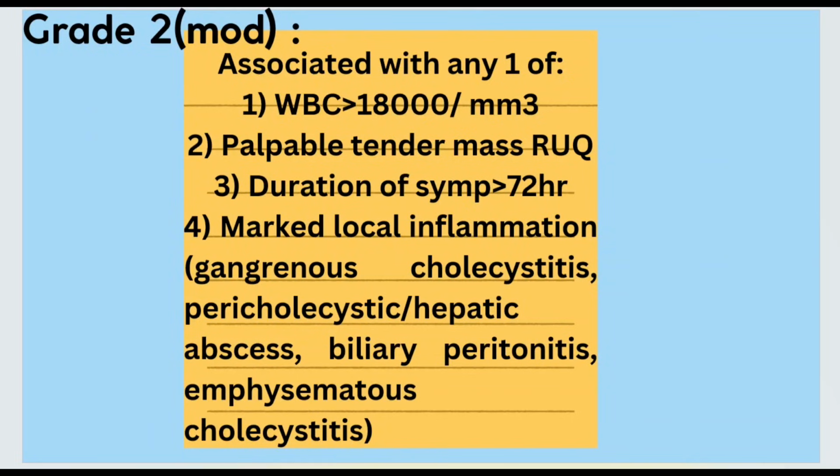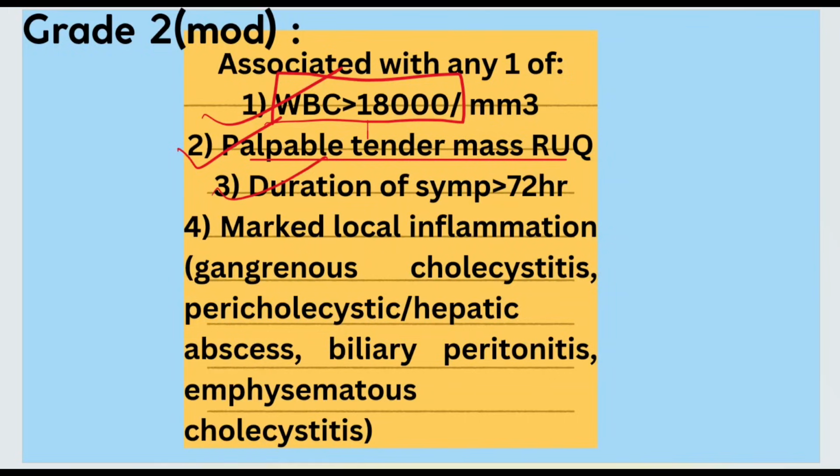Grade 2 is called moderate cholecystitis. Moderate cholecystitis means I have mentioned here 4 criteria. So if any one of these 4 criteria is present, then we call it moderate cholecystitis. So what is criteria number 1? WBC count. If WBC count is more than 18,000 per millimeter cube. Second, there is a palpable tender mass. I have already told you, palpable tender mass in the right hypochondrium is suggestive of mucocele or empyema. That means it is now a complicated case of acute cholecystitis. So this is moderate cholecystitis.